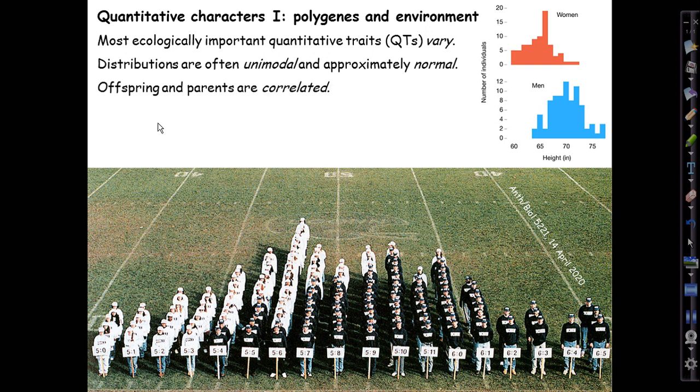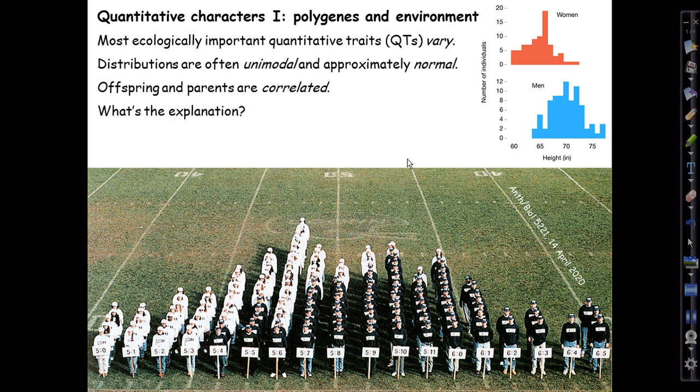The other feature of quantitative traits that is central to their study and part of what we wish to explain is that offspring and parents tend to be correlated. You can simply assume that these tallest women, for example, tended to have, at least in general, taller than average parents, as did these tallest men.